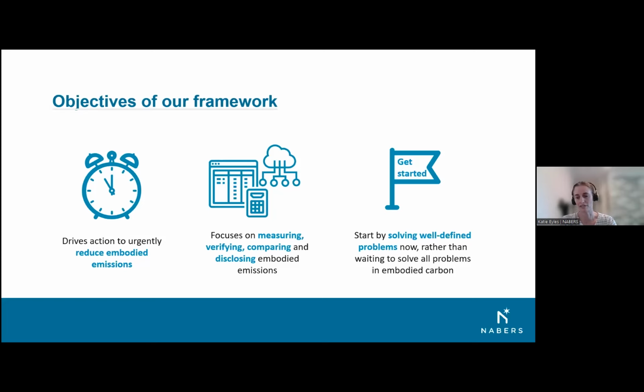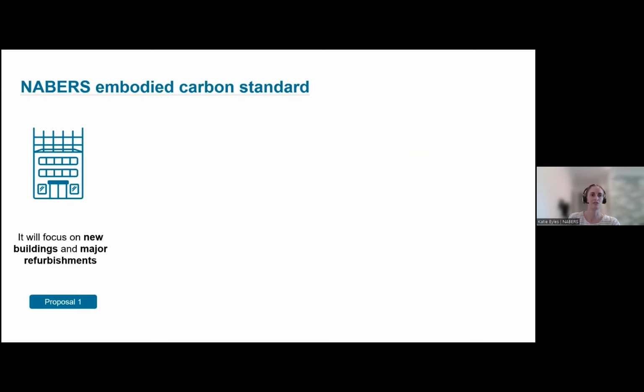Obviously, in the embodied carbon space, there are so many problems to solve. Some of them we know how to solve now, some of them we're still working on. So let's get started by solving what we can solve now and start making a difference. And then we have a roadmap for future development where we keep on going with the other things that aren't solvable yet. So let's talk about a few of the main proposals that are probably interesting for this group.